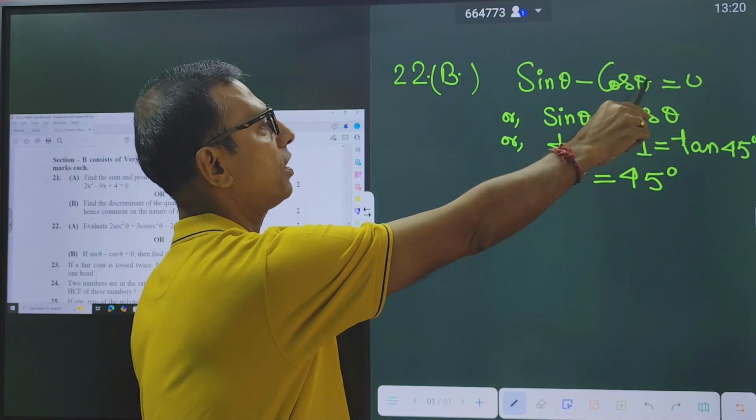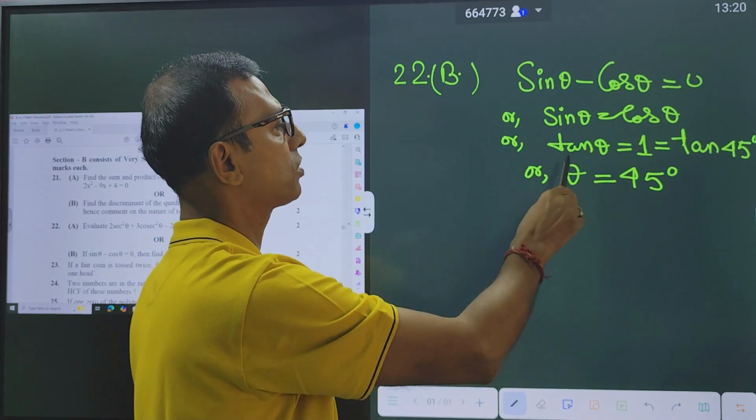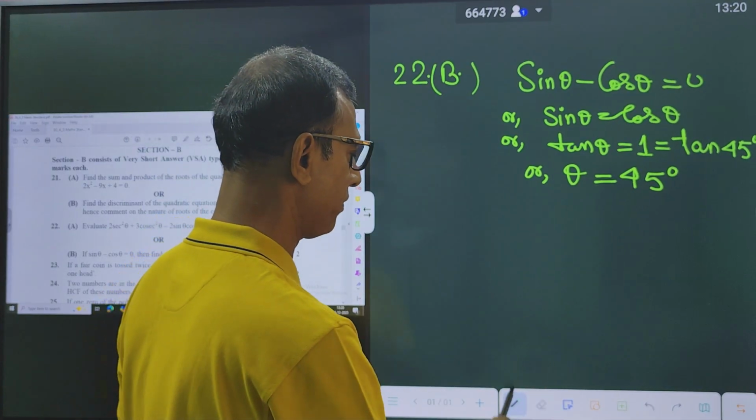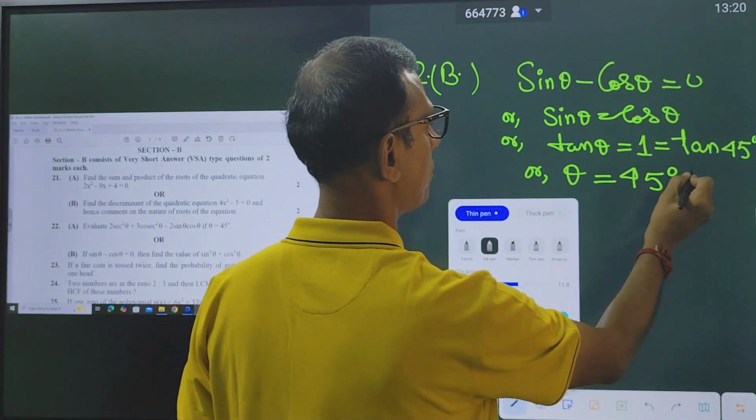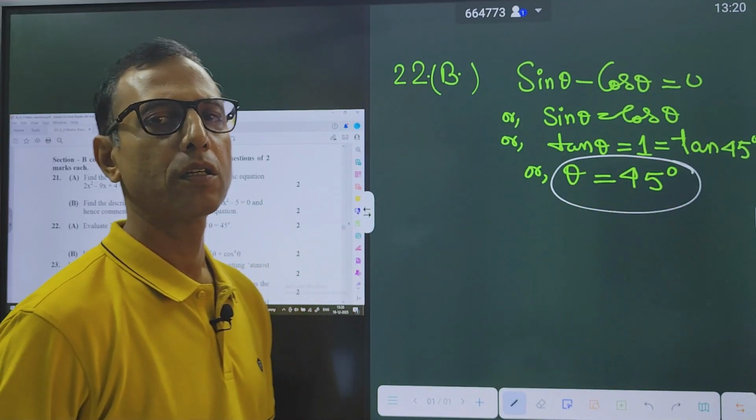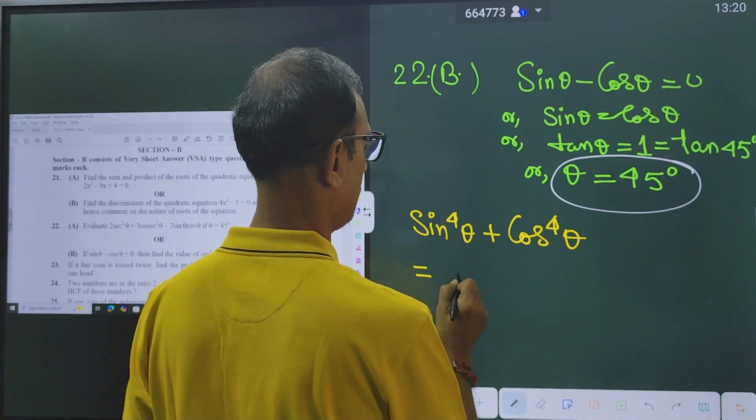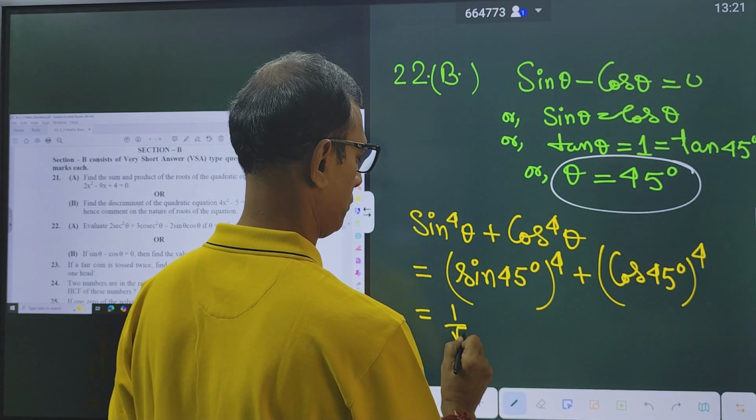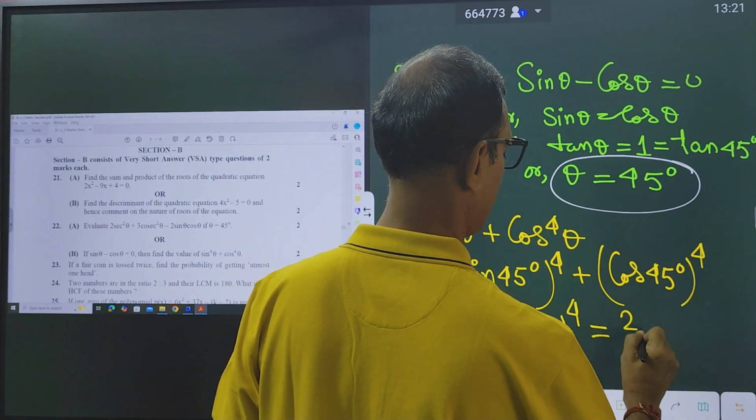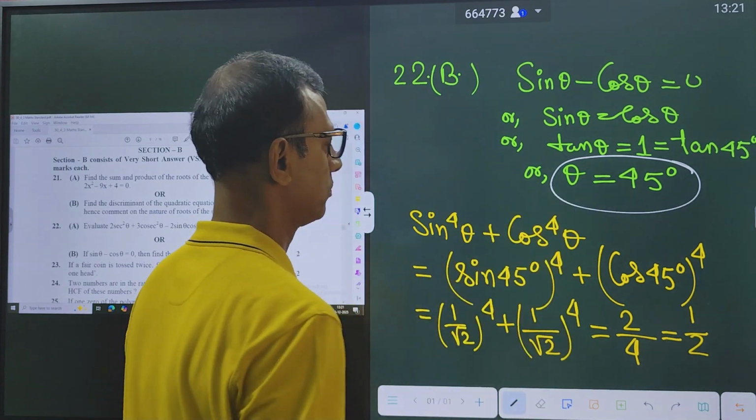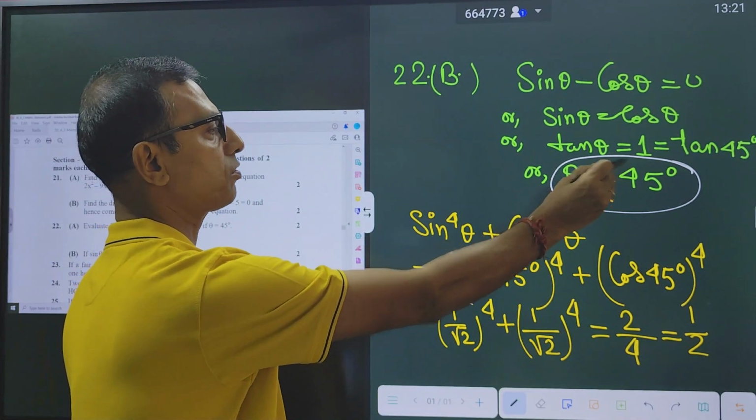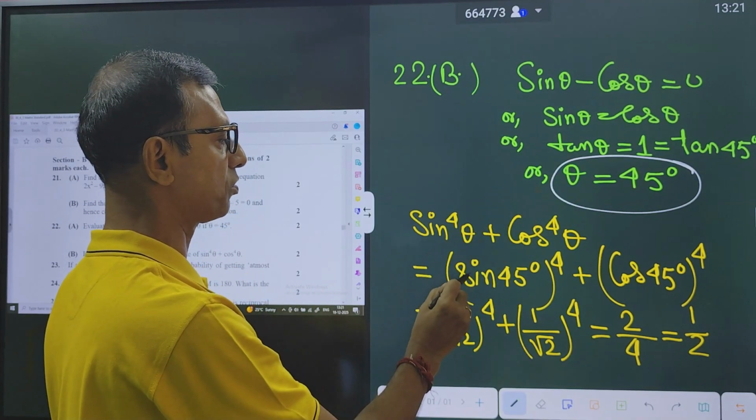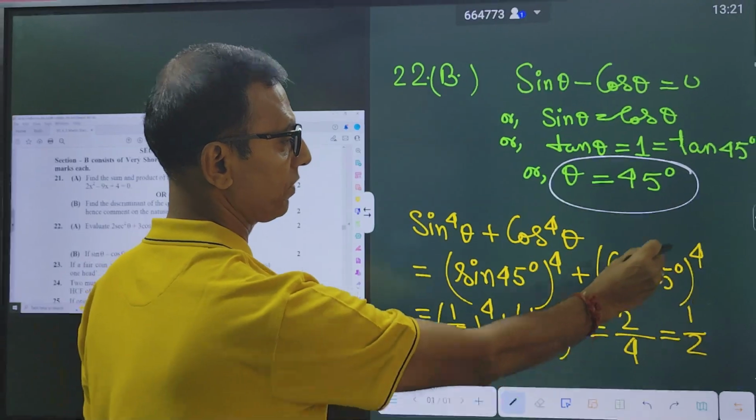So sin theta minus cos theta equals 0, that is given. That means sin theta equals cos theta, that means tan theta equals 1, that equals tan 45 degrees. So theta equals 45 degree. Now you have theta equals 45 degree. So sin to the power 4 theta plus cos to the power 4 theta, you replace the theta with 45 degree. So sin 45 degree whole to the power 4 plus cos 45 degree whole to the power 4.